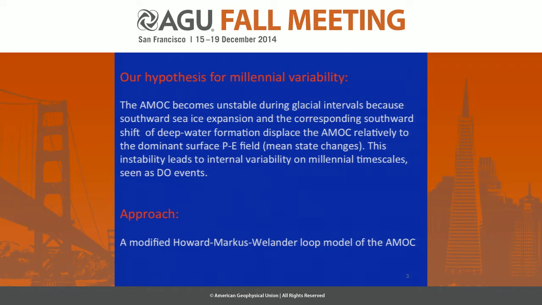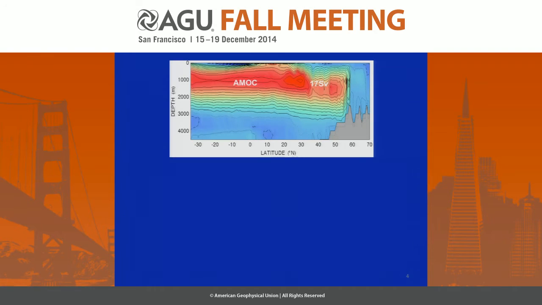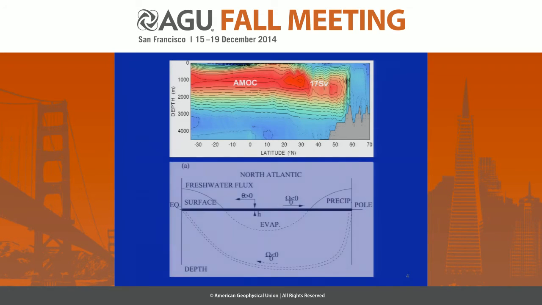And our approach is a modified Howard-Malkus-Welander loop model. It's the simplest model for the AMOC you can think about, one step further from a box model of Stommel. So the AMOC, we know it's a circulation with most of the mass exchanges occurring in the upper ocean and then a return deep flow. And in that sense, it's a loop. And this is this loop schematically.